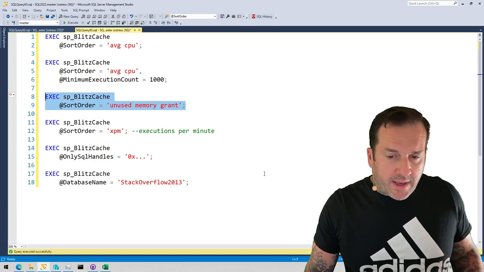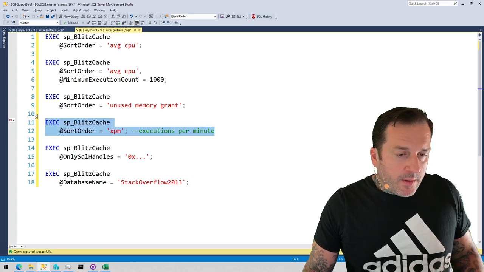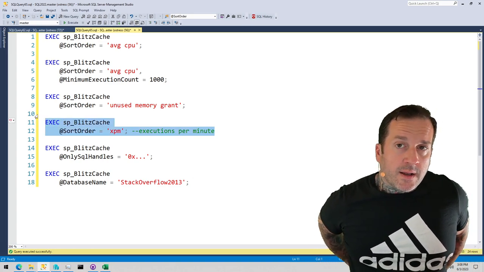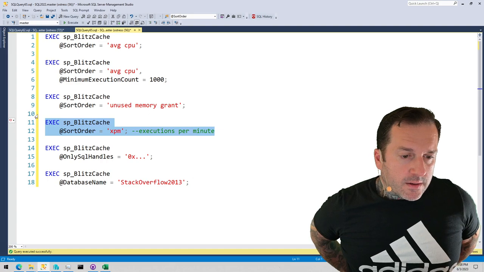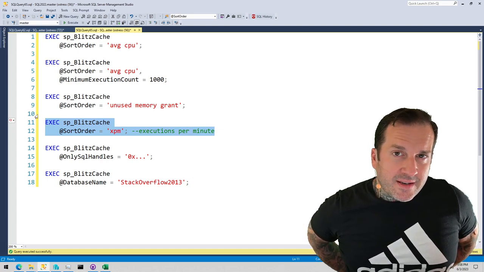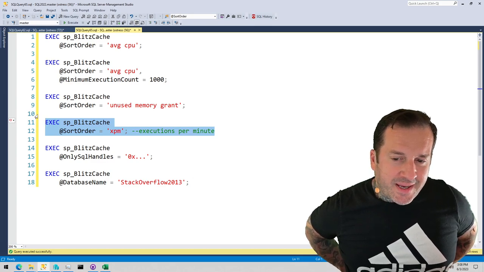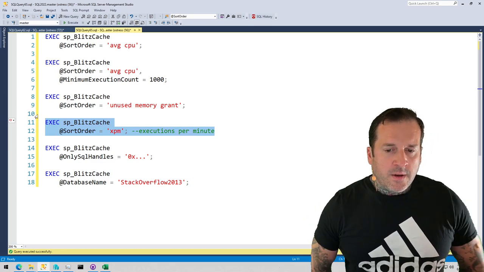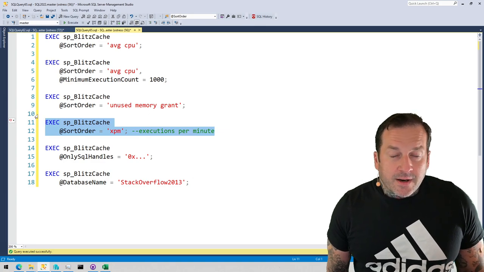Another good way to look at your plan cache, and this is a great way to find non-inlineable scalar UDFs, cursors, other things like that that have a really high frequency of execution. That sort order there is XPM. That's executions per minute. I don't know why it's XPM and not EPM.